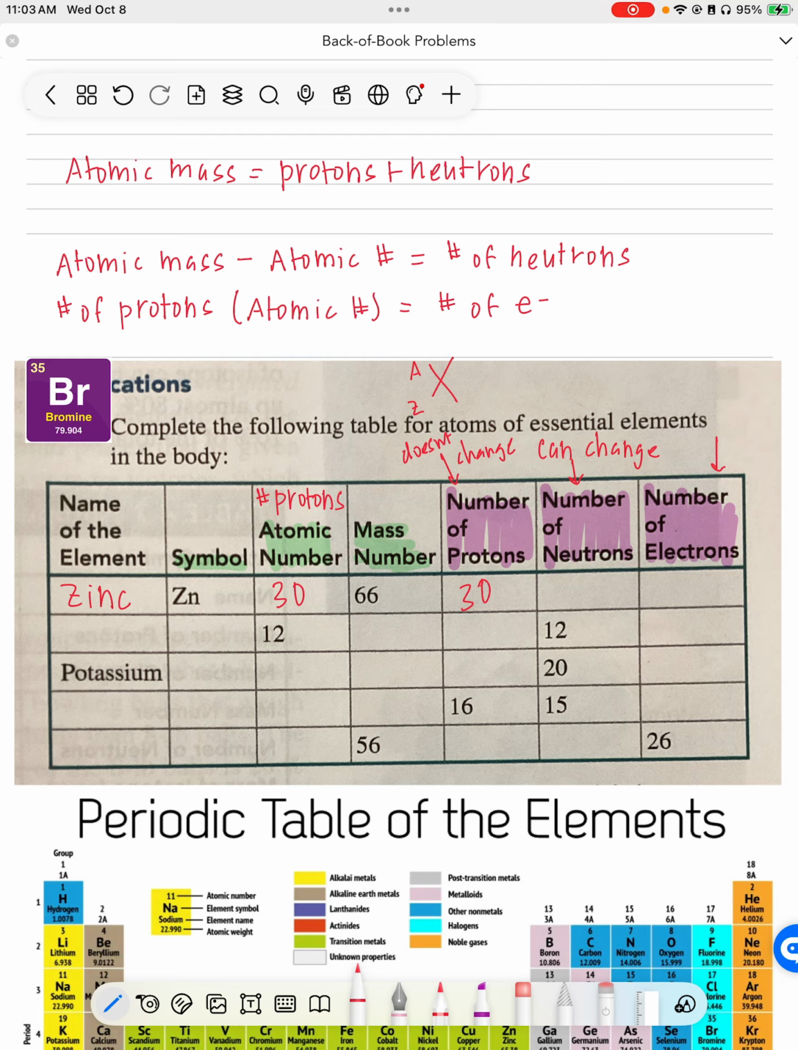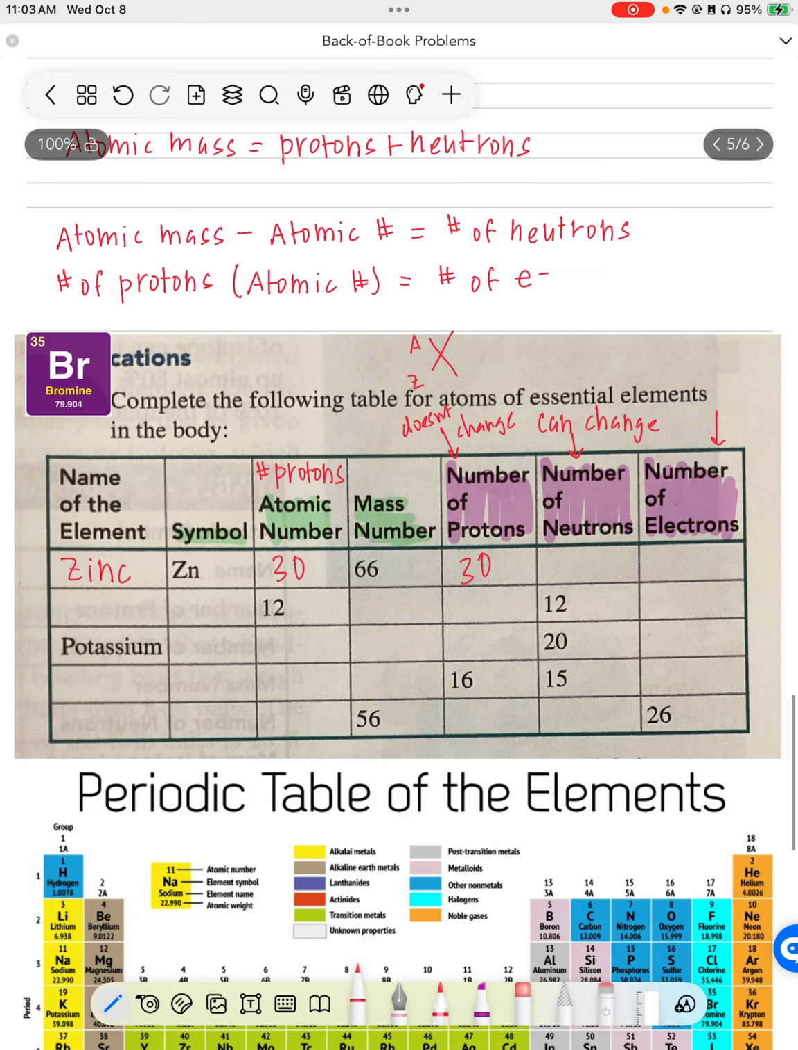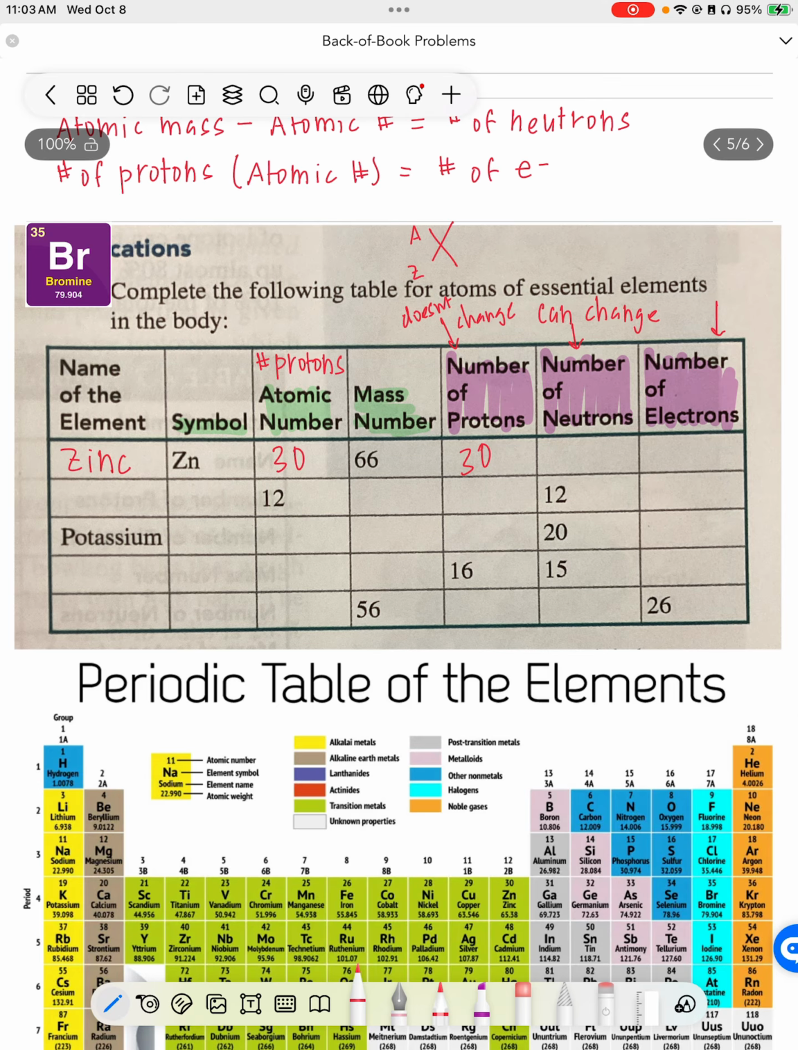So if we know the number of protons and we know the total mass, well, then it's just basic arithmetic from there. So it would be 66 minus 30, and I don't have my calculator pulled up, so I'm going to use my phone calculator.